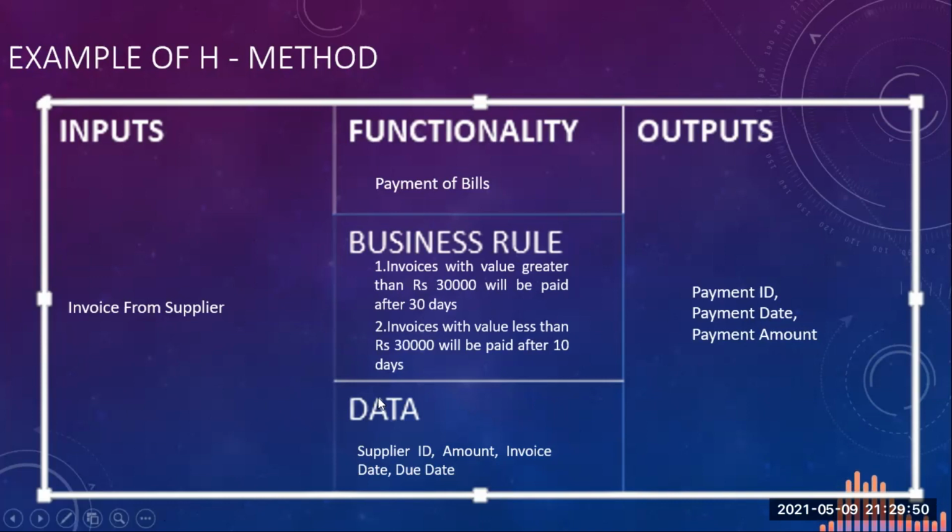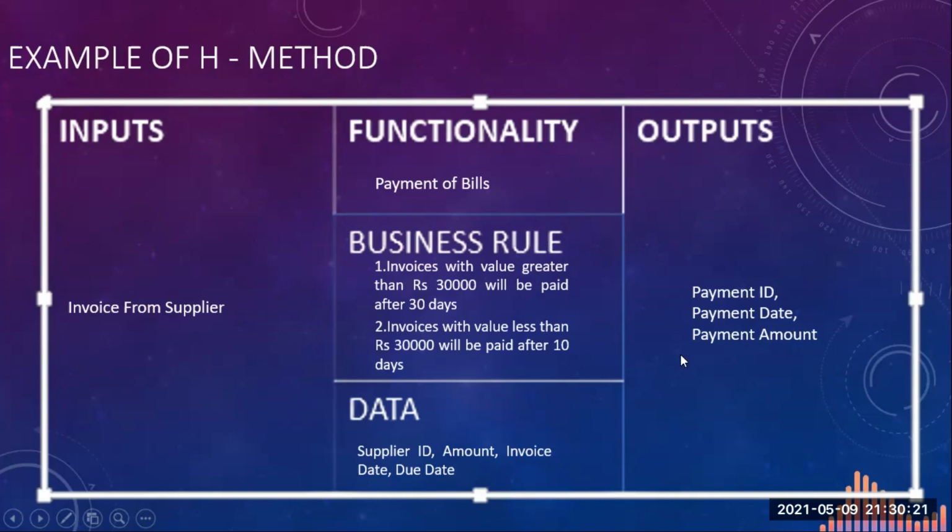Data. What is the data that is coming from this particular input? So normally from this input, we extract the following data: supplier ID, amount, invoice number, invoice date, and due date. So you receive the invoice. What you're actually receiving is this data. The input itself is a form in which you receive the data. You have the business rules that govern how and when the invoice will be paid.